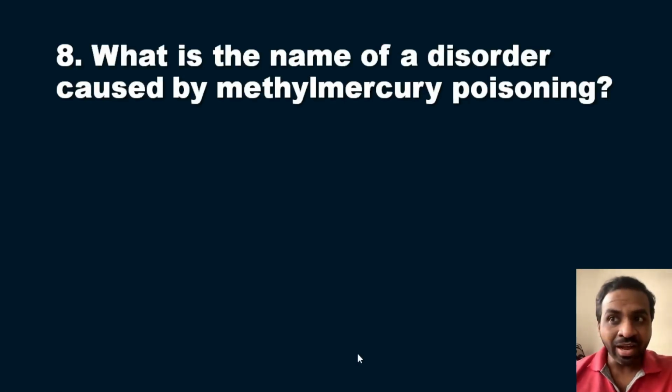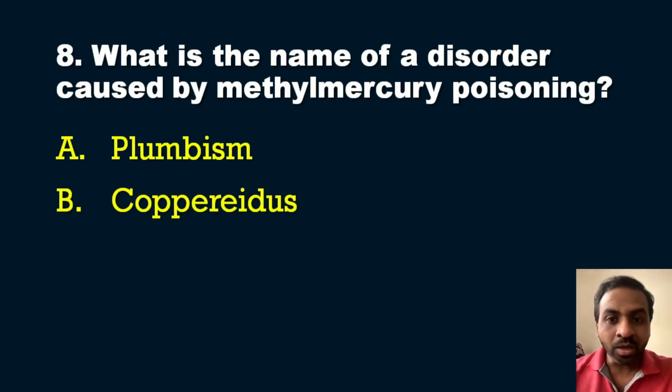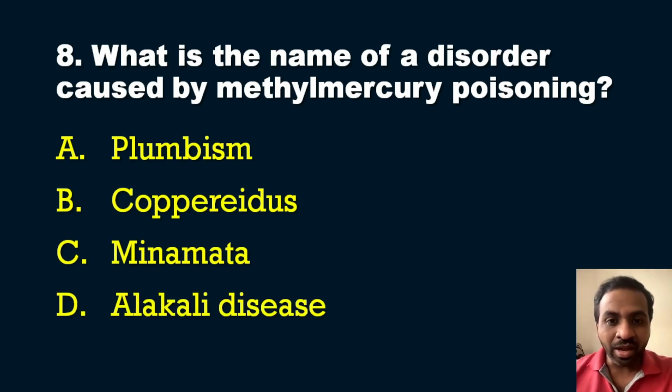Now we will move on to the next question, the 8th question in our series. The question is, what is the name of a disorder caused by methylmercury poisoning? The question is very simple and direct. The options are A, Plumbism, B, Copperidus, C, Minamata, and D, Alkali disease. Which is the name of the disease caused by methylmercury poisoning?